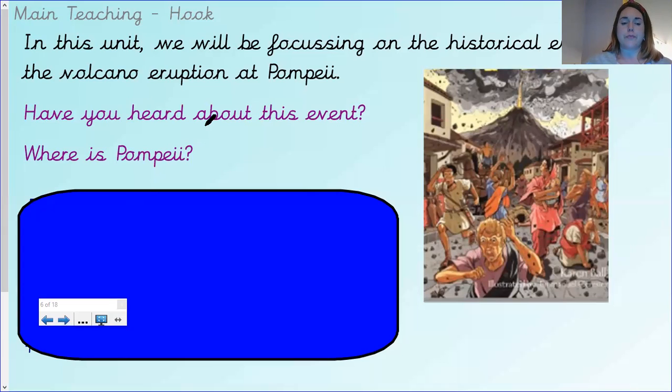Let's move on. So in this unit, we will be focusing on a historical event of the volcano eruption at Pompeii. Have you ever heard about this event before? Perhaps you know where Pompeii is. Let's find out.